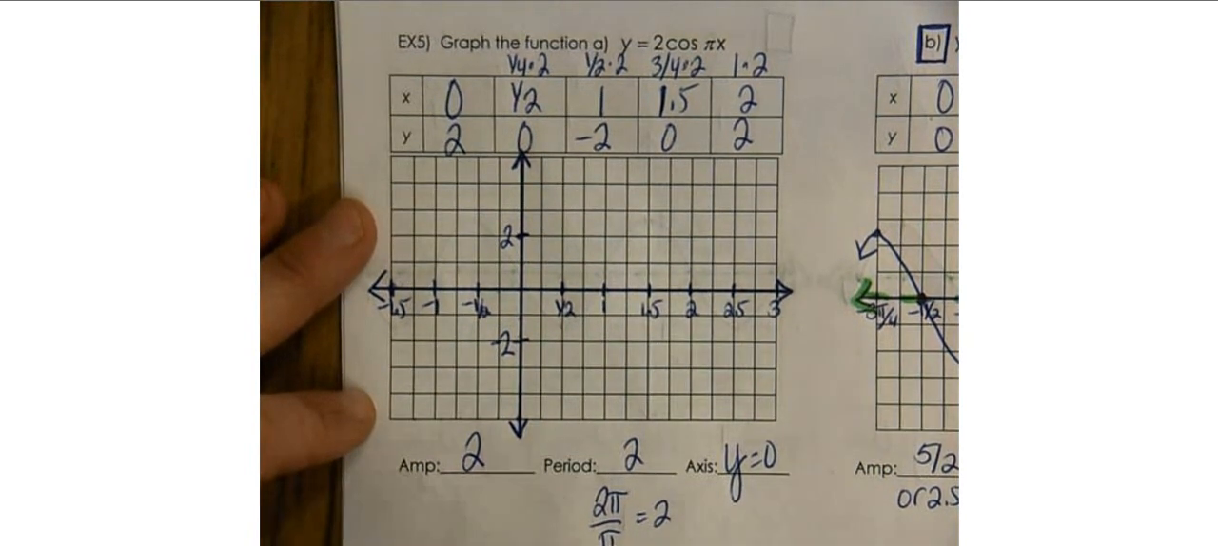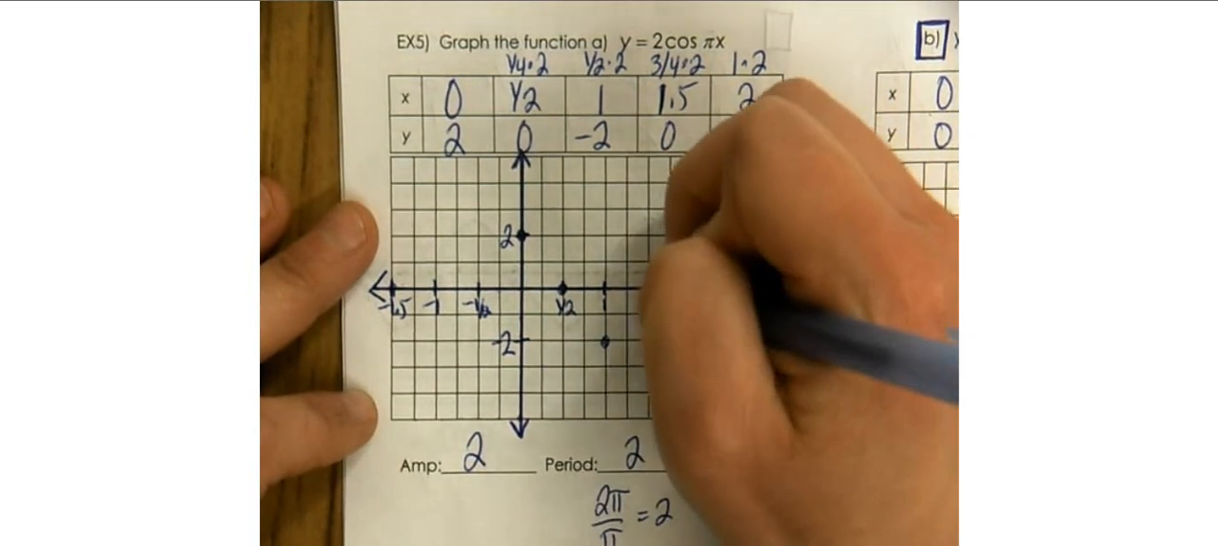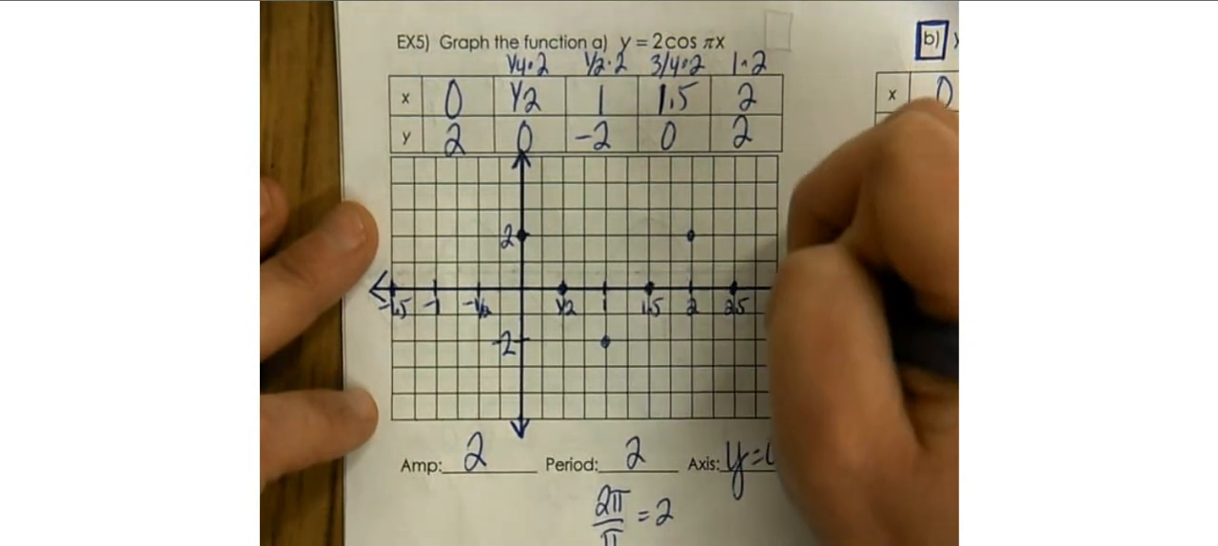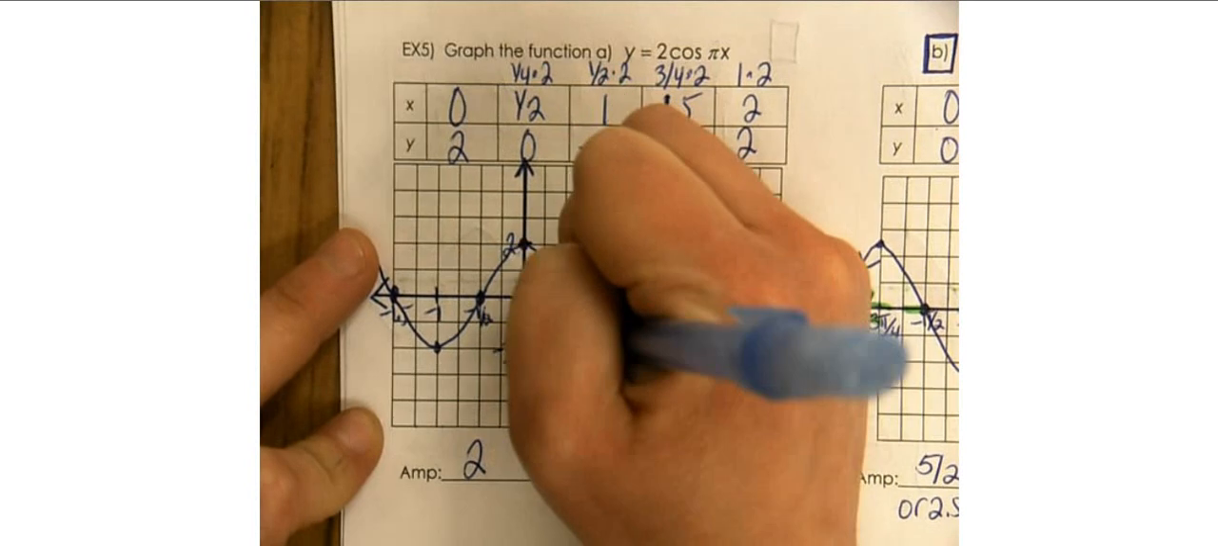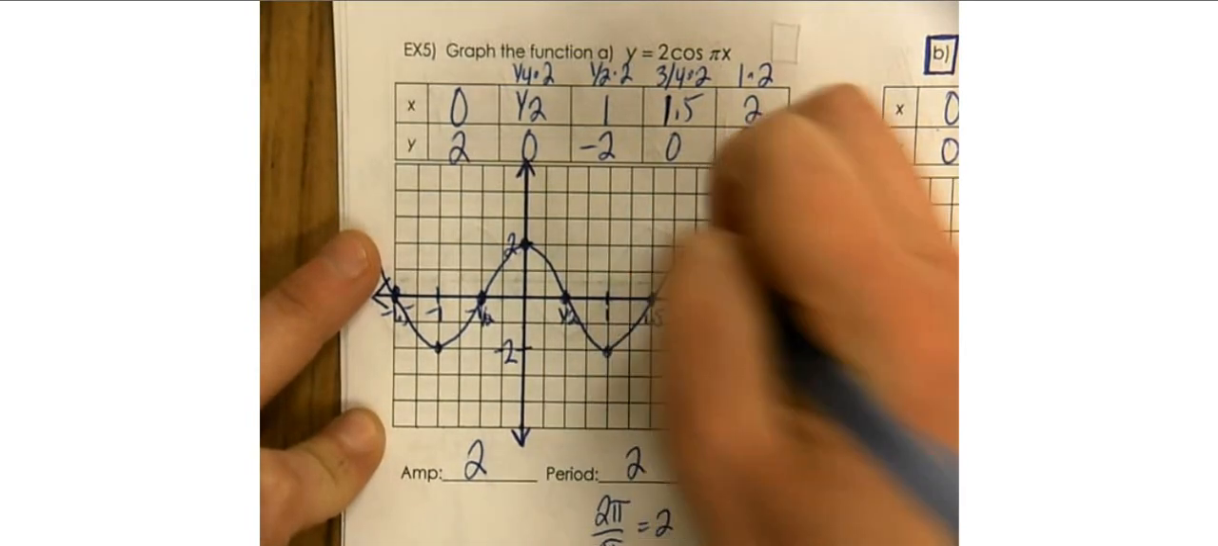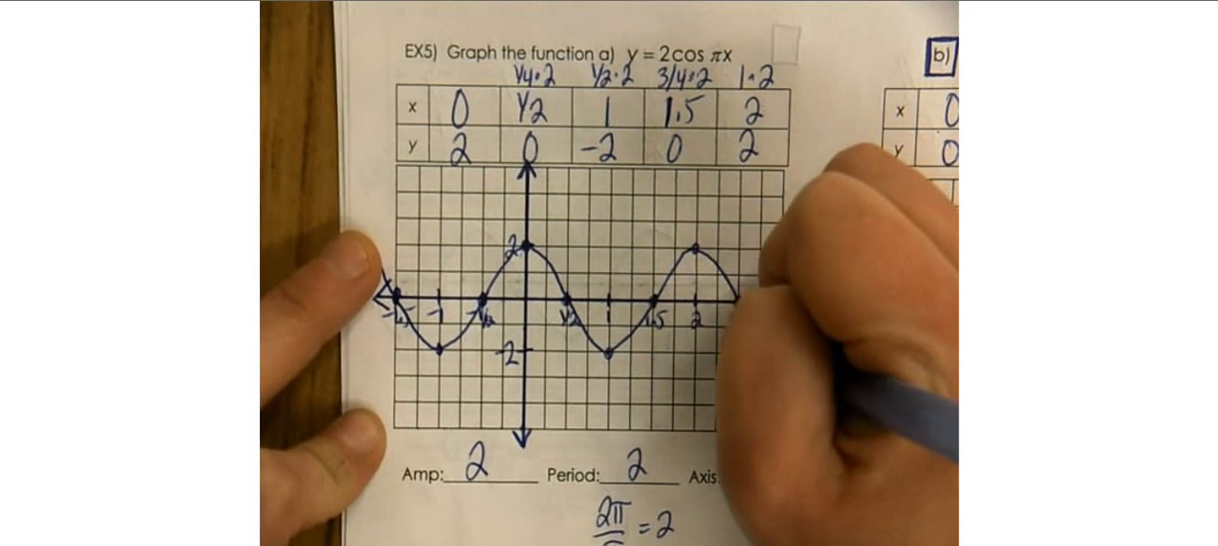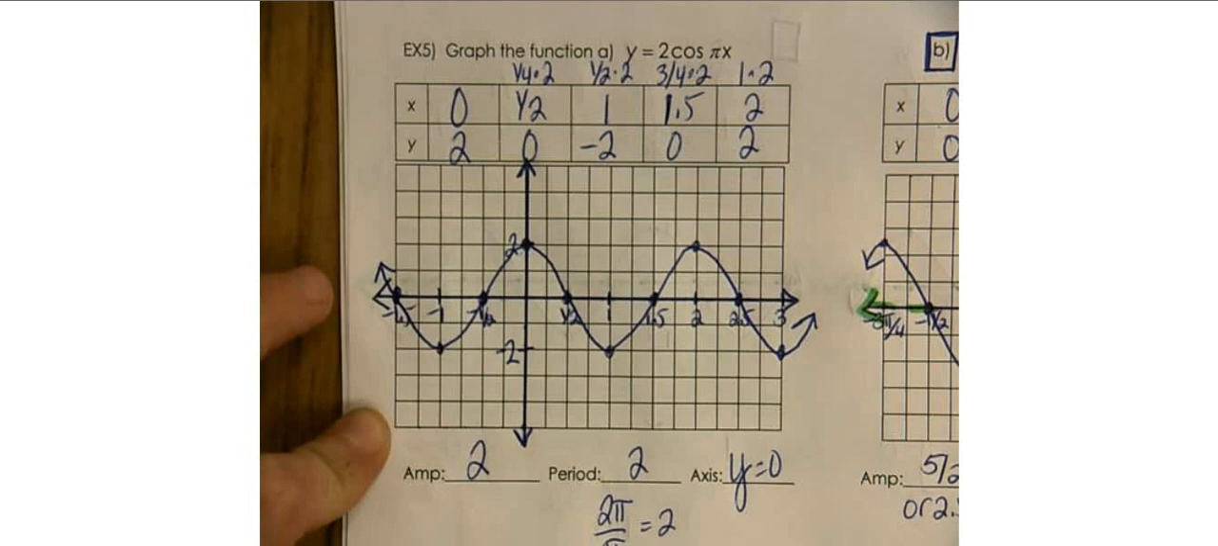All right, so now I'm going to plot my points. I have 0, 2, and then 1/2, 0, and then 1, -2, 1.5, 0, and then 2, 2. And then I'm going to continue by repeating this pattern. And then connect my points with a smooth curve. And finally, I'm going to draw my axes.